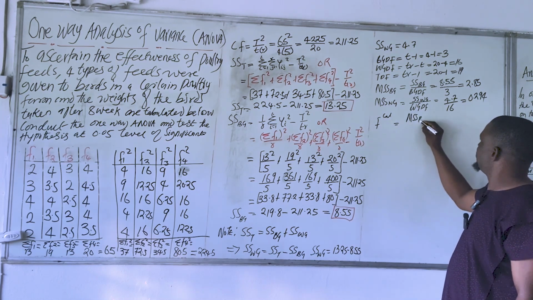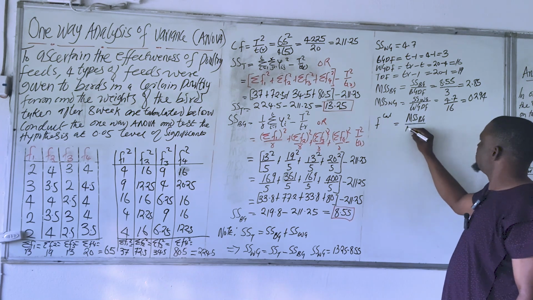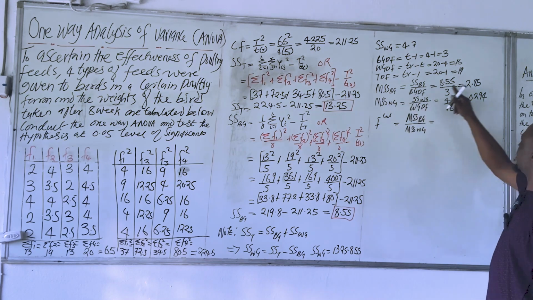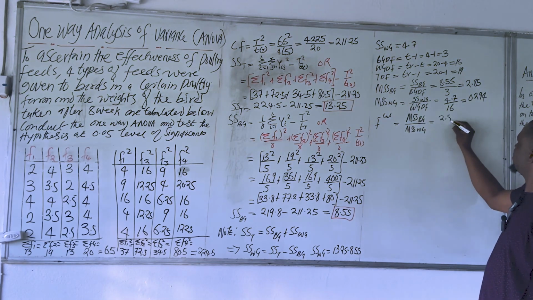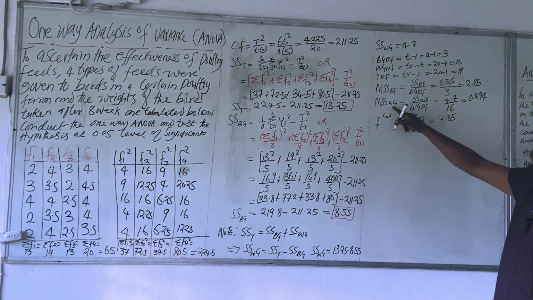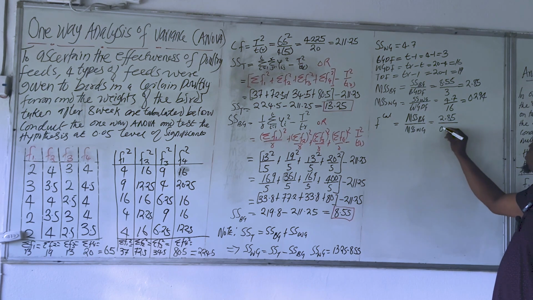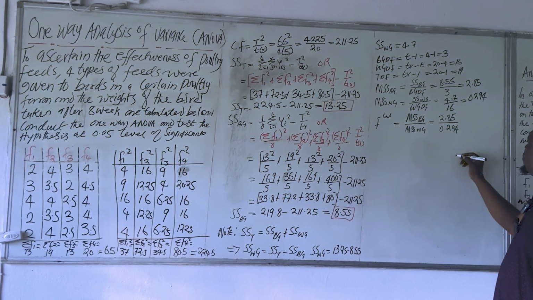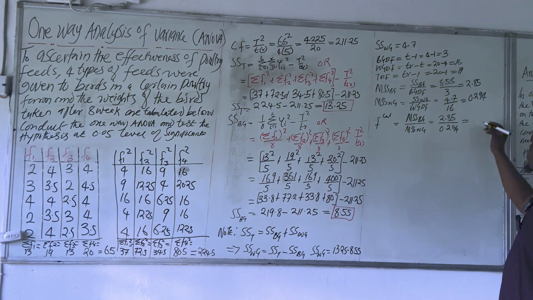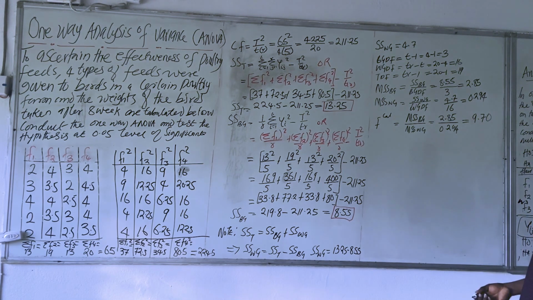The next thing we have to calculate is our F cal, and our F cal is given as mean sum of square between group all over mean sum of square within group. So our mean sum of square between group is calculated as 2.85, right? And mean sum of square within group is calculated as 0.294. So 2.85 divided by 0.294 is equal to 9.70. Okay, let's say that's 9.70. So that's our F cal.